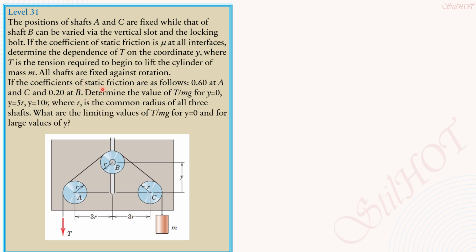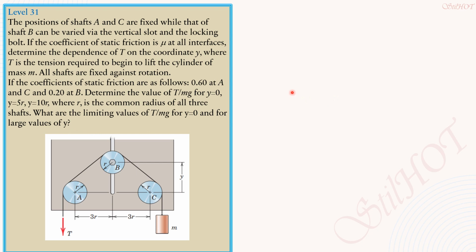If the coefficients of static friction are as follows: 0.6 at A and C and 0.2 at B, determine the value of T over mg for y equals 0, y equals 5r, and y equals 10r, where r is the common radius of all three shafts. What are the limiting values of T over mg for y equals 0 and for large values of y?